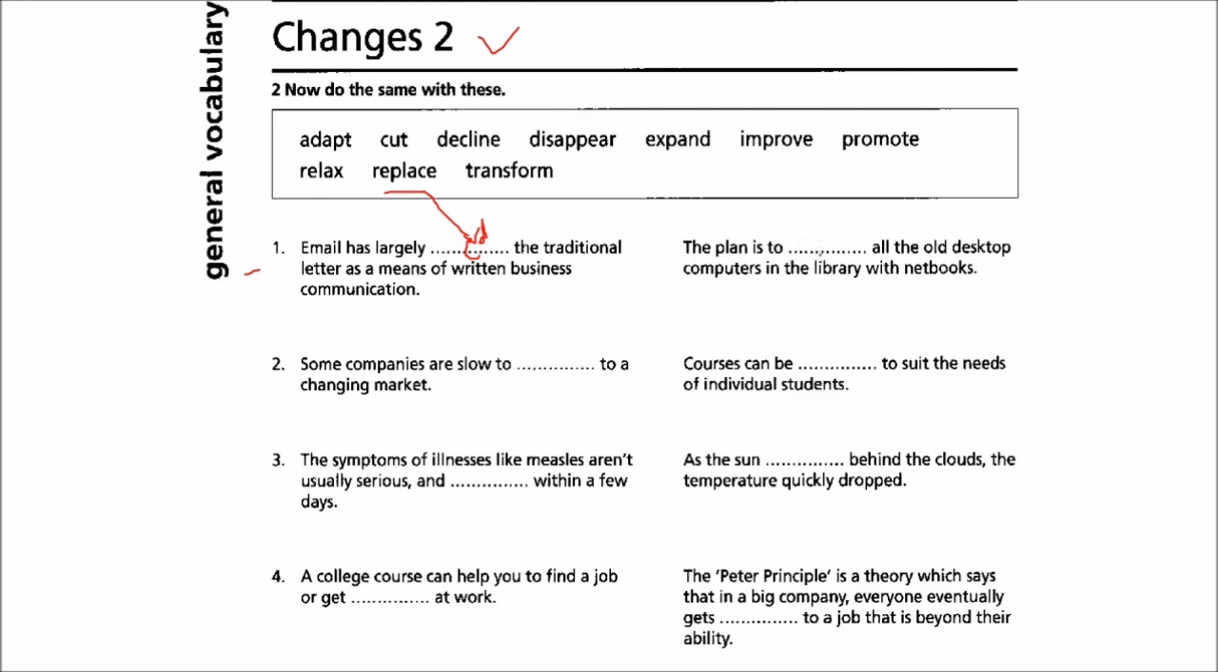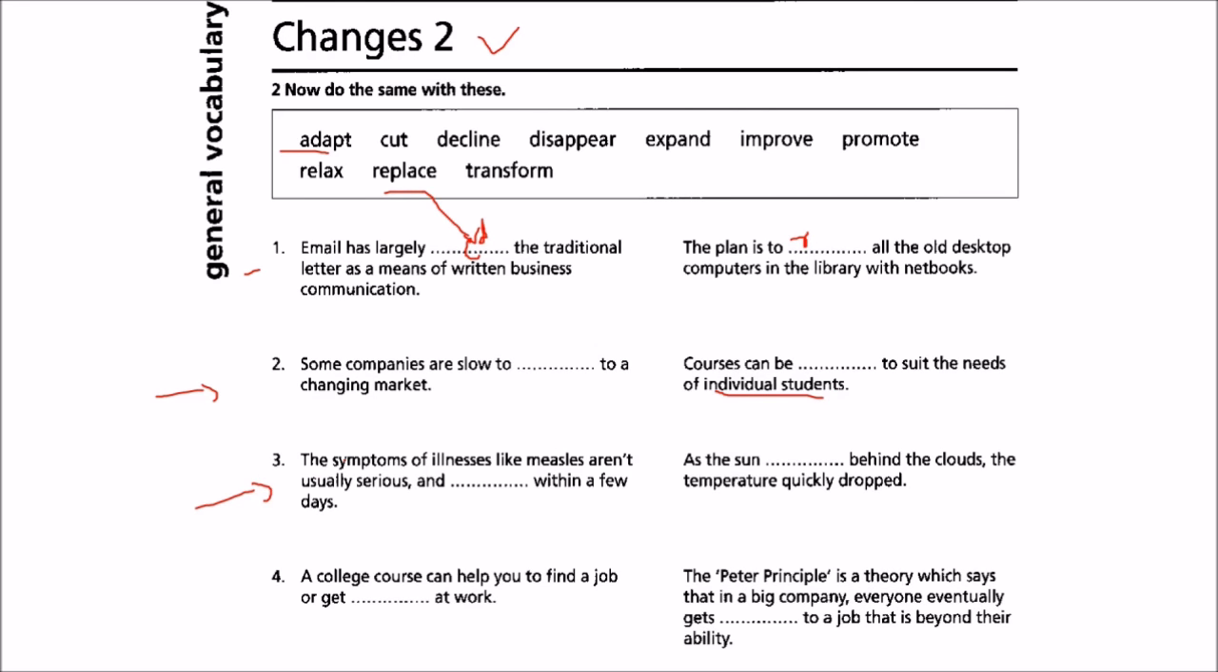The plan is to dash all the old desktop computers in the library with netbooks. Replace in the similar form. Replace. Then second one, some companies are slow to dash to a changing market. What are we going to use? Can you find out? Adapt. So some companies are slow to adapt to a changing market. Here we'll use courses can be adapted to suit the needs of individual students.